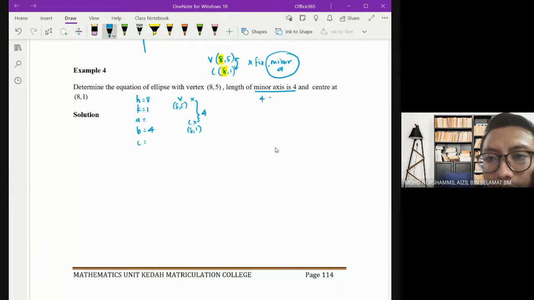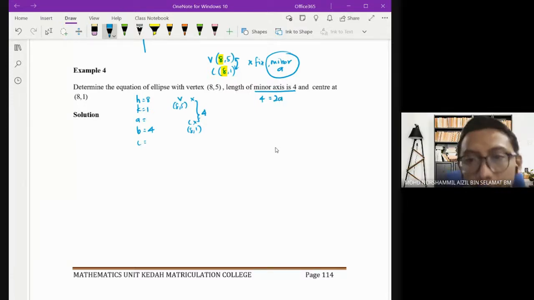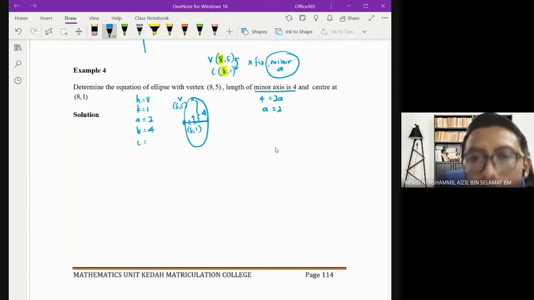4 will be equals to? Come on. 2A. 2A kan? 2A lah. Sebab jarak dia punya ni. Kalau ellipse tu saya buat, ellipse tu jadi macam ni. This is the ellipse. So this distance will be 4. So what does it mean? 4 divided by 2 will be A lah. So in this case, A is 2. So dapat dah 2. C boleh cari tak?